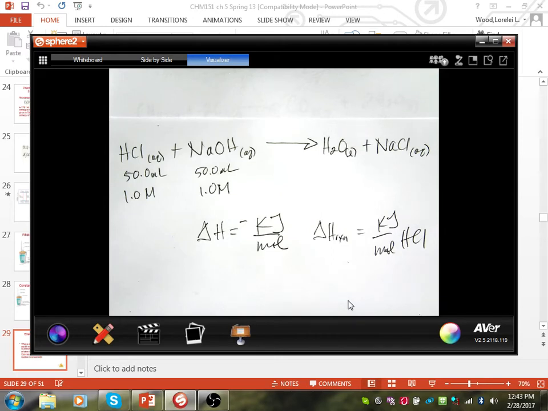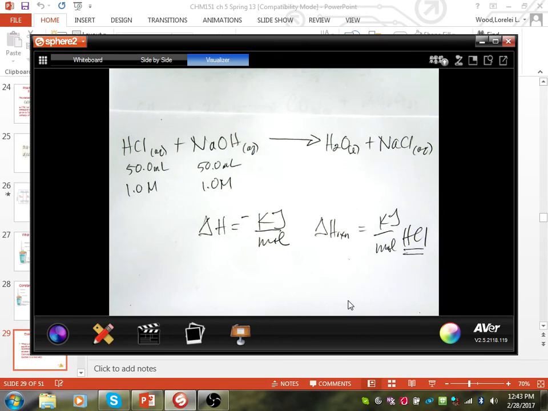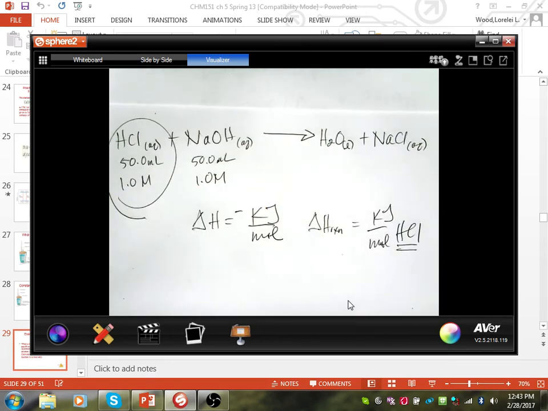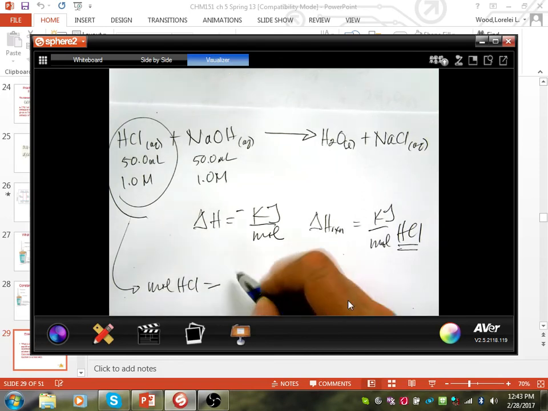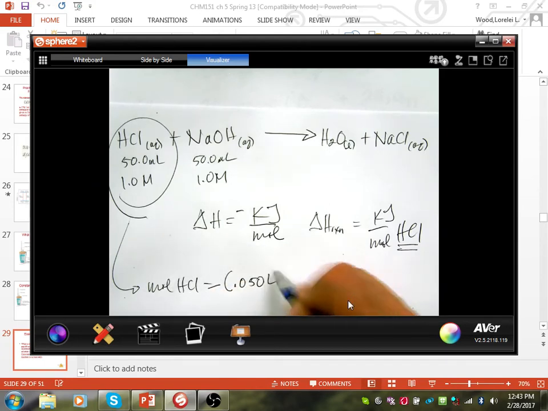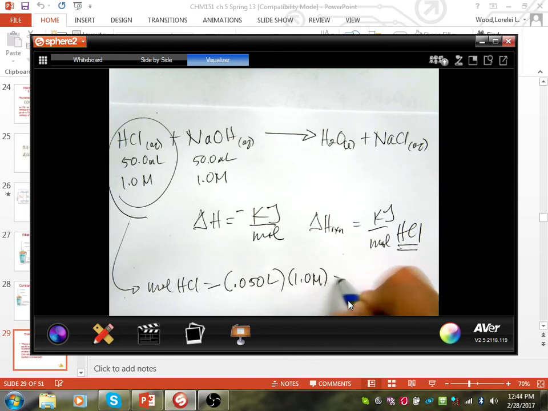Come on, you guys. You've done this before. You just got to add the pieces together. What do I got that I can get either kilojoules or moles out of? Moles. I can get moles out of something. What can I get moles out of since I'm talking about HCl here? I can get moles of HCl, can't I? How do I get moles of HCl? So I take my volume. So 1, 2, 3, yep, 0.050 liters times 1.0 molar, which gives me 0.050 moles of HCl.